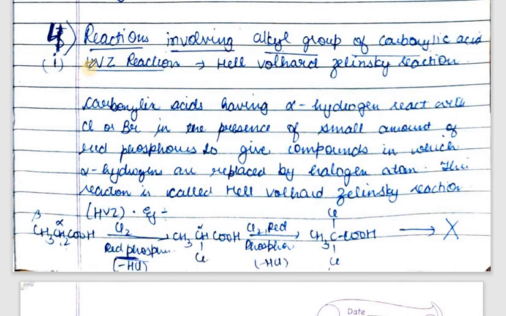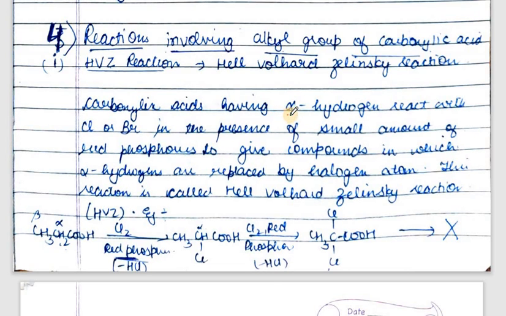And in this we have the HVZ reaction, that is the Hell-Volhard-Zelinsky reaction. This is an important reaction, in which when it is treated with chlorine halogen in the presence of red phosphorus, then all the alpha hydrogens are replaced. So in this, all alpha hydrogens are replaced with halogens. Only alpha hydrogens. So these are the alpha hydrogens.